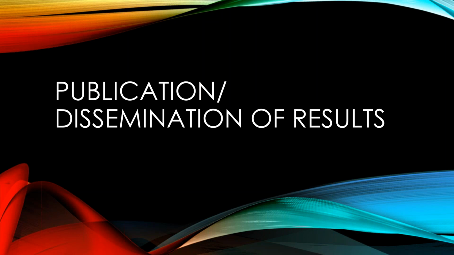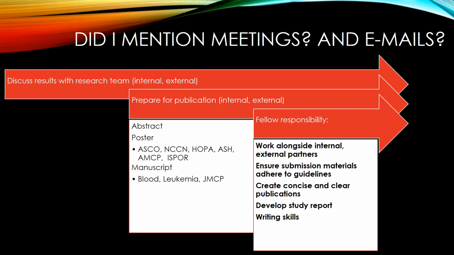So, publication and dissemination of results. Again, more meetings and emails. This is how things happen in the corporate atmosphere. So discussing the results with the research team, both internally and externally, and preparing for the publication, again, with both sets of partners. This could be composing the abstract, developing the poster, developing the manuscript, and I've listed here some examples of conferences and journals that perhaps we could submit this information to.